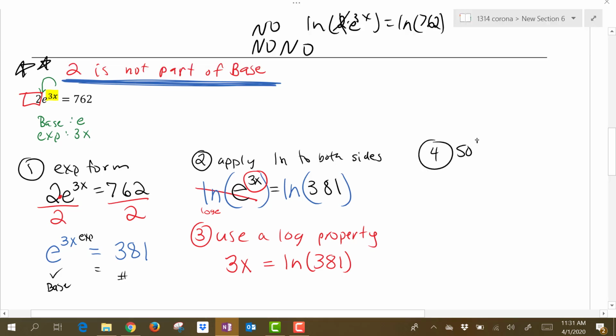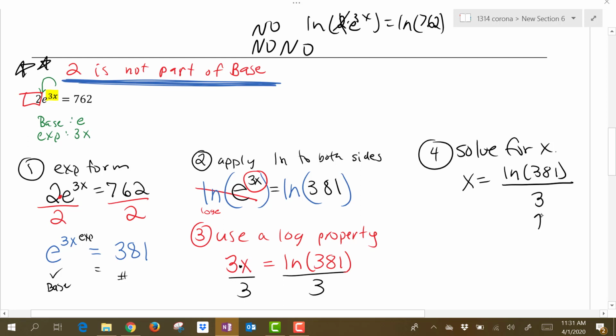Step 4. Solve for x. We want to get x by itself on one side. Now we have 3 times x, so I'm going to divide both sides by 3. I get x is equal to the natural log of 381, divided by 3. It's important to know that the natural log of 381 is all by itself. The 3 is not inside the ln, so it's not inside the log. So our final exact answer here is the natural log of 381 divided by 3.